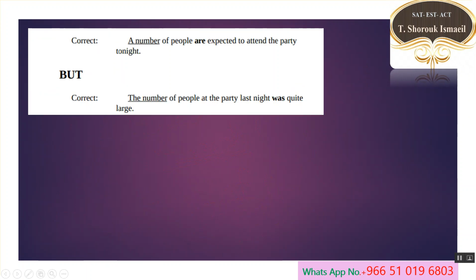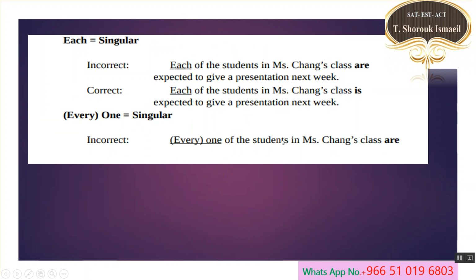Very nice. Here, let's have a look. A number of people are expected to attend, so it's plural, like a group of people. Here it means a group of people. The number of people was quite large. I'm talking about the number itself as a number, 17, 18. You see? That's why we talk about it in a singular way. The number. Okay.